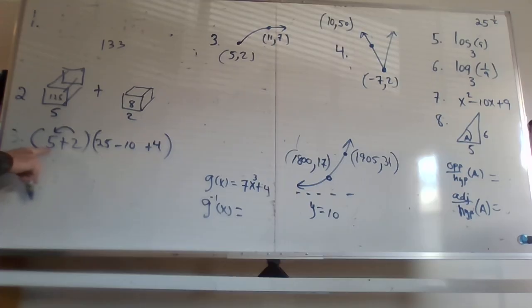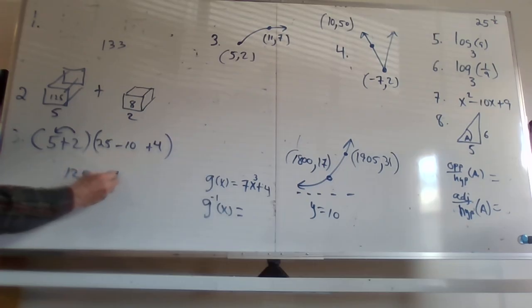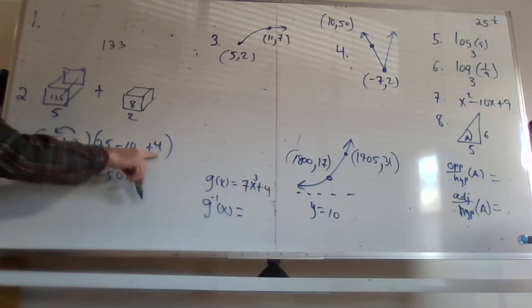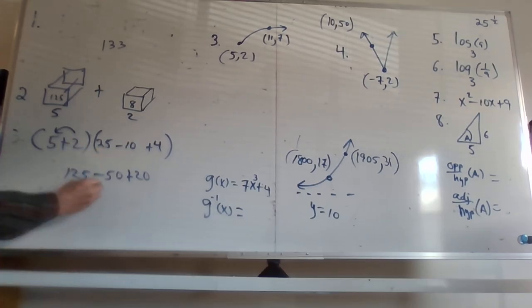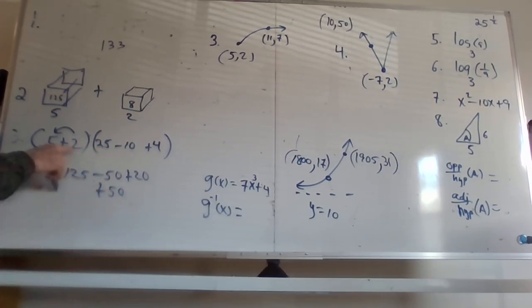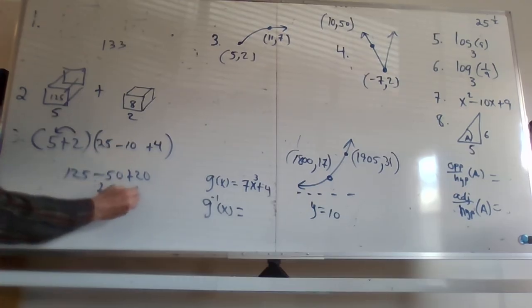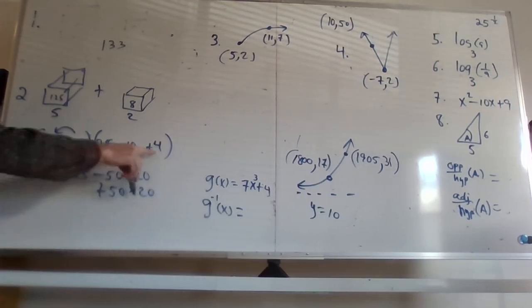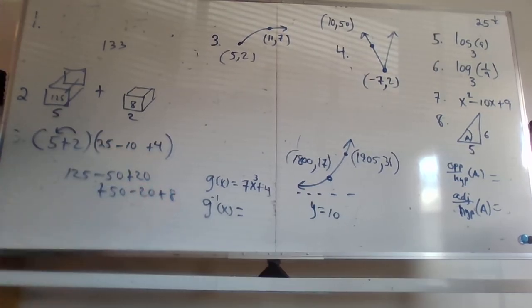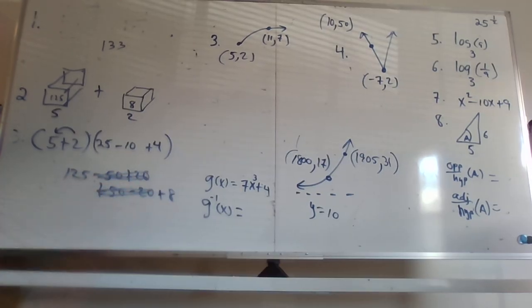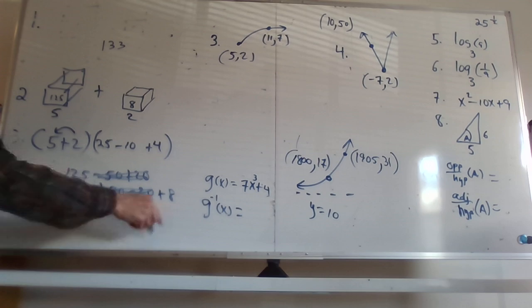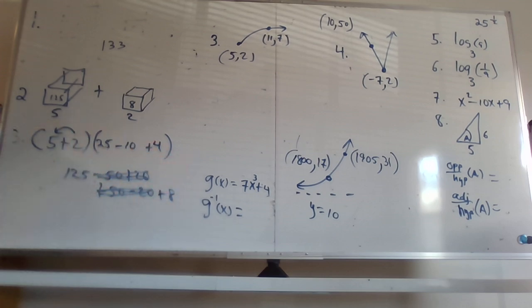Let's actually do this out. 5 times 25, 125. 5 times minus 10, minus 50. 5 times 4, positive 20. 2 times 25, positive 50. 2 times minus 10, minus 20. 2 times 4, positive 8. Sure looks like we can get rid of those. 125 plus 8 is now a product.